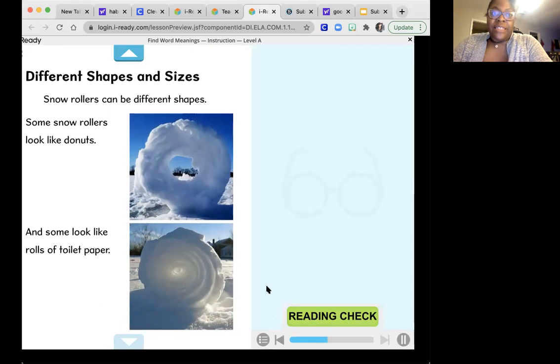Different shapes and sizes. Snow rollers can be different shapes. Some snow rollers look like a donut, and some look like rolls of toilet paper.